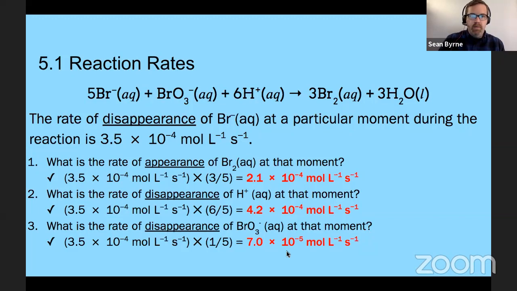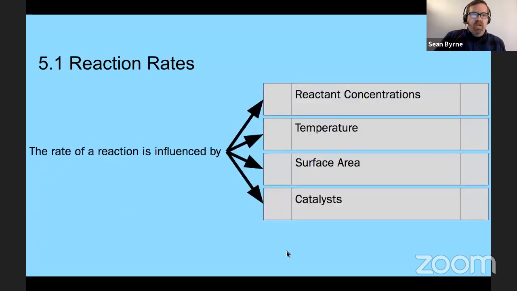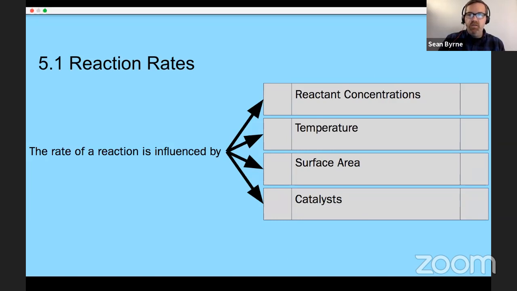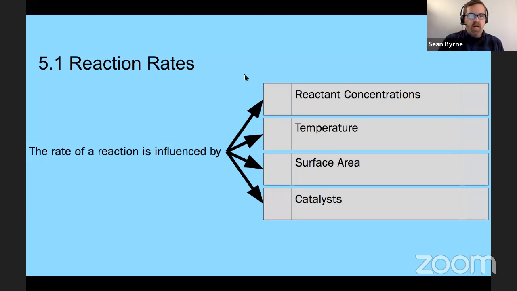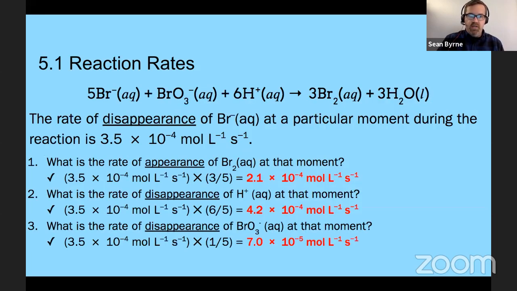Okay. Now, this is probably another lab that you either have done or would have done in class with your teacher, where you would talk about what are some of the factors that are going to affect the rate of a reaction. If this is the rate at a given moment in time, what could we do in order to speed it up or slow it down?